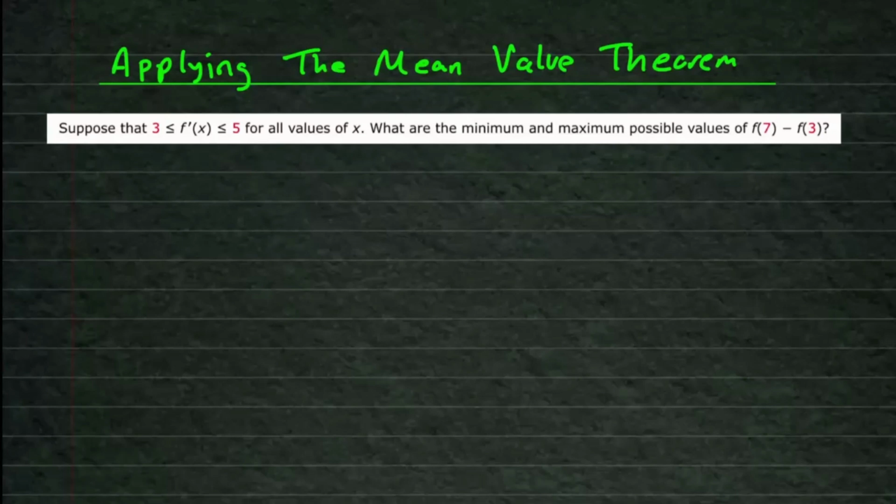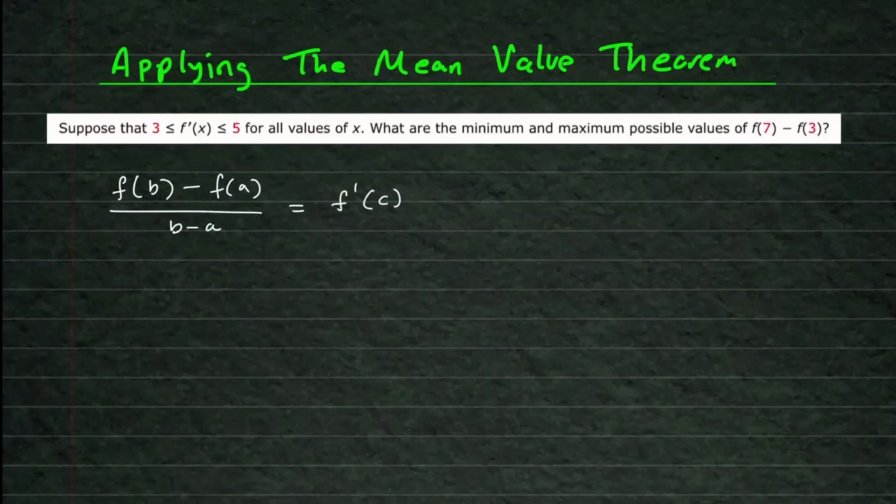In this video, we'll be doing an example applying the mean value theorem. So remember what the mean value theorem tells us. It tells us that if you have a continuous function on a closed interval [a, b] and differentiable on the open interval (a, b), then we know that the slope of the secant line connecting the points from a to b, so (f(b) - f(a)) / (b - a), is equal to the derivative of the function at some c, where c lies in the interval from a to b. So that is the conclusion of the mean value theorem.